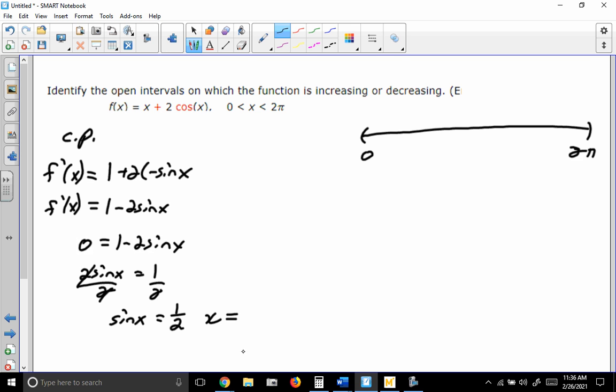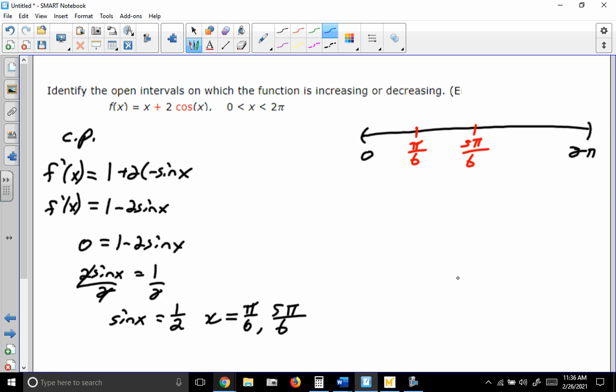If we consult the unit circle, sine is 1/2 at pi over 6 and at 5 pi over 6. Both of those are values in the first rotation. So pi over 6 and 5 pi over 6. That breaks our number line between 0 and 2 pi into 3 intervals. So we need a test point in each interval.